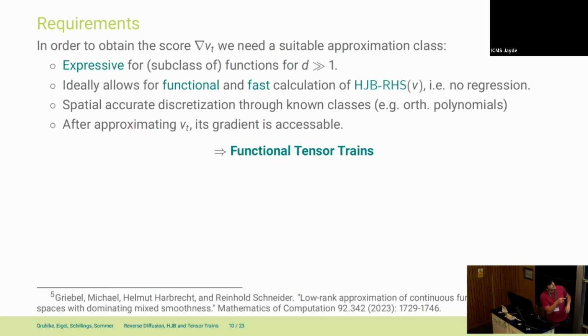And we somehow need some spatial discretization classes. And moreover, important in the end, once we have this value function Vt, we want to have access to the gradient. And ideally, for the stability of this sampling process, this should be accessible exactly. So we don't want some trace estimators, we want an exact gradient. And this brings me now to this approximation class of functional tensor trains.